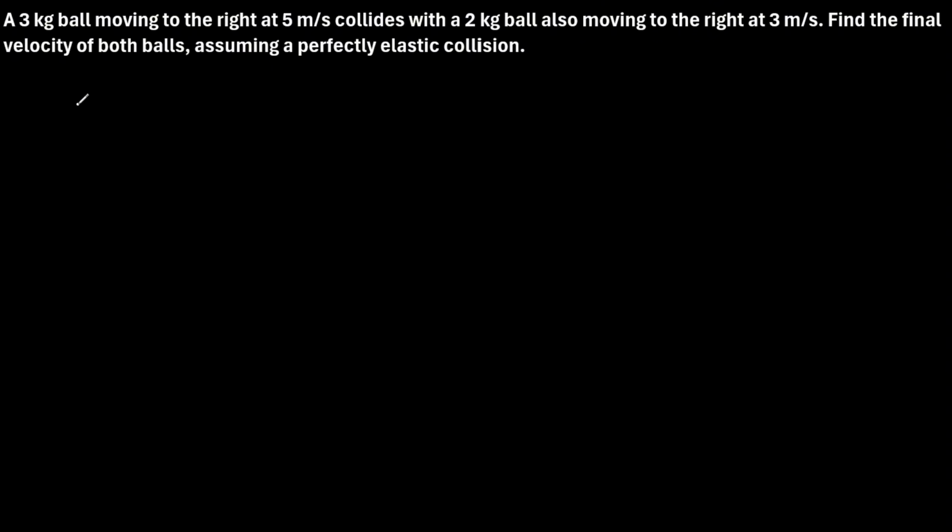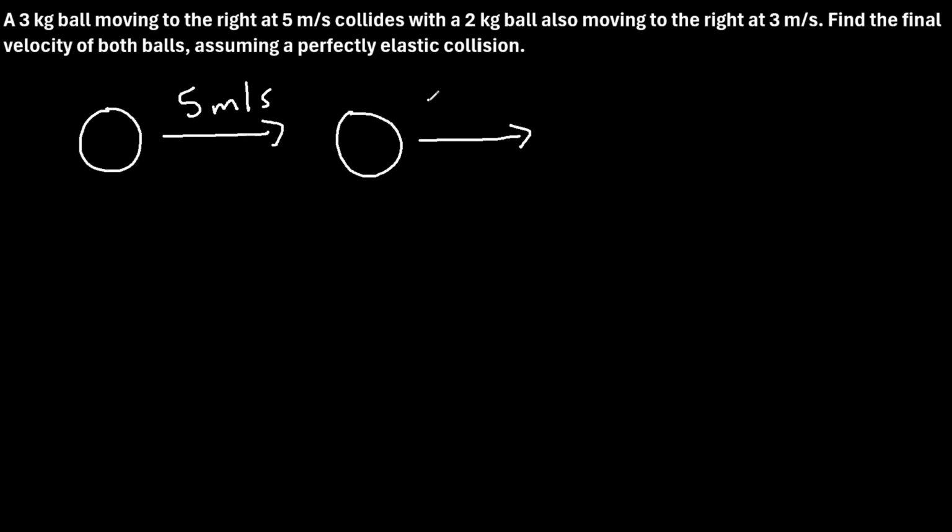So let's go ahead and sketch this out. We have this 3 kilogram ball moving to the right at 5 meters per second, and it will collide with this 2 kilogram ball that's moving to the right at 3 meters per second. So let's say this is the 3 kilogram and this is the 2 kilogram ball. And our question is, when these two balls collide, what will be the final velocity of both balls?